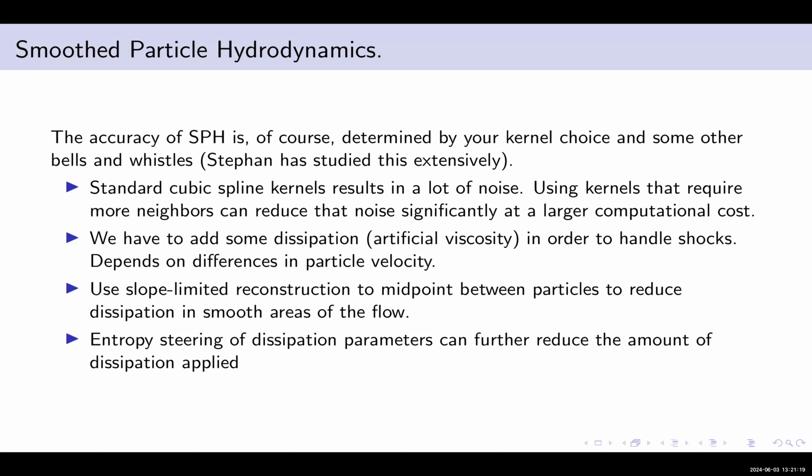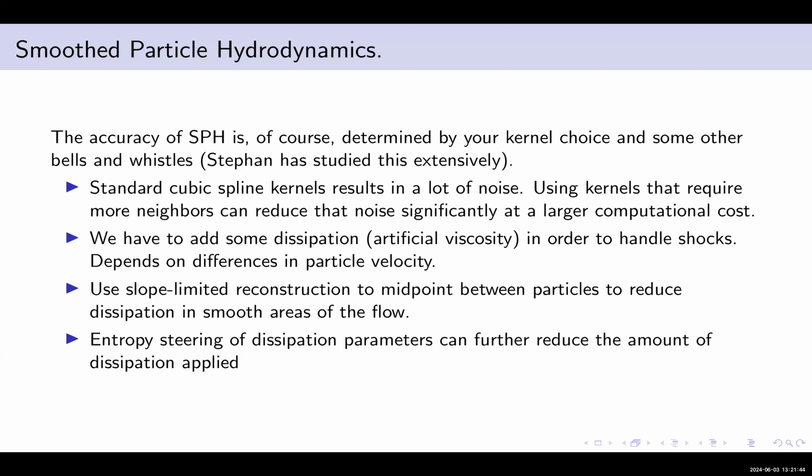And we do have to add some dissipation to the code in order to handle shocks. And those typically depend on differences in particle velocity. So if you have two particles coming together at high speeds, you are most likely encountering a shock, and you have to add some dissipation in order to handle that.